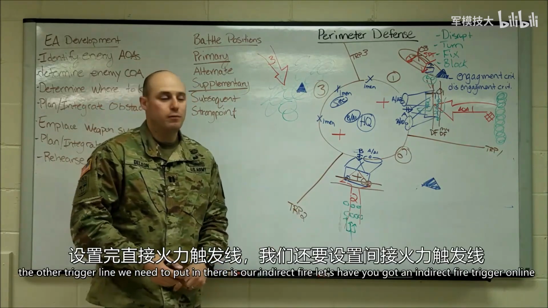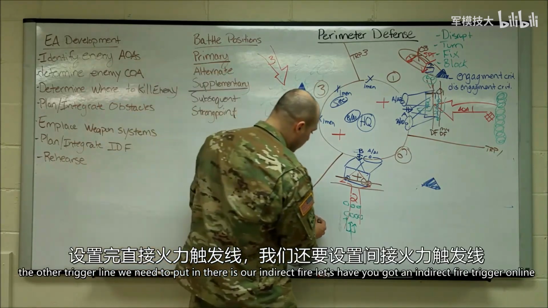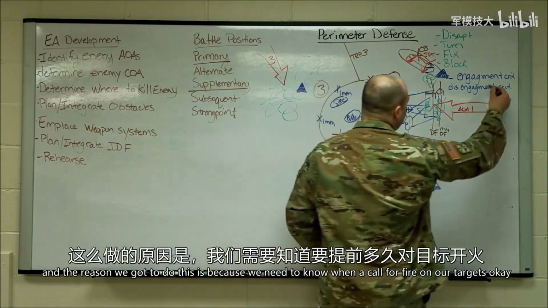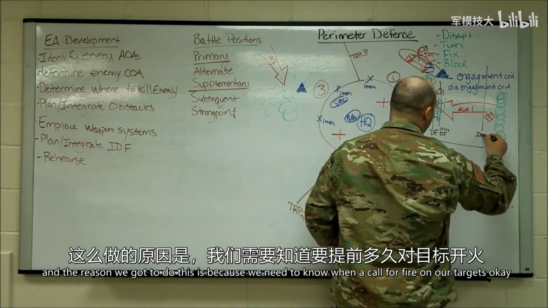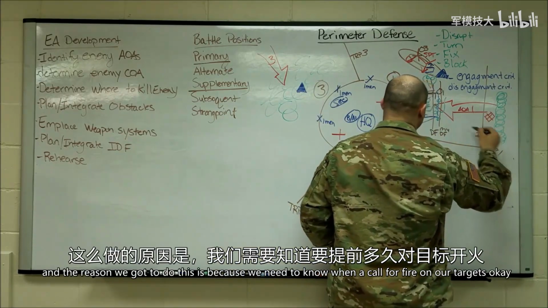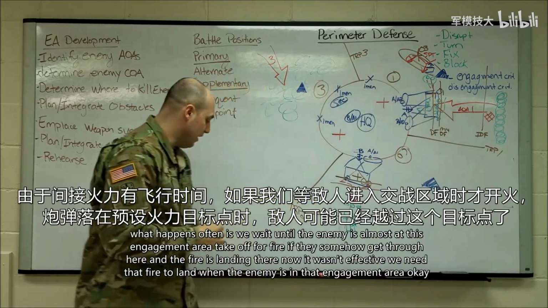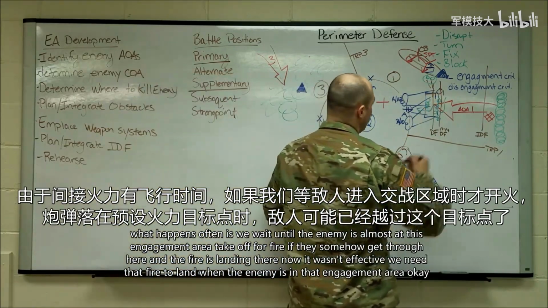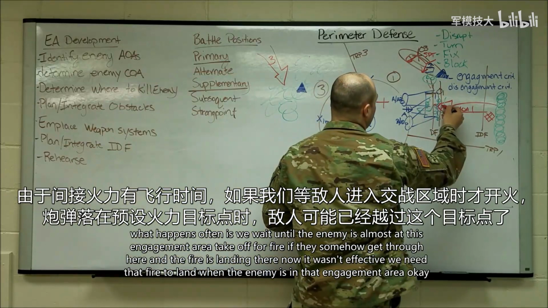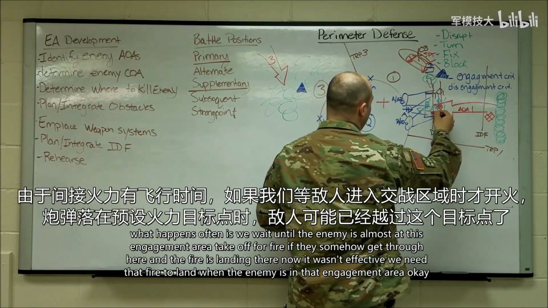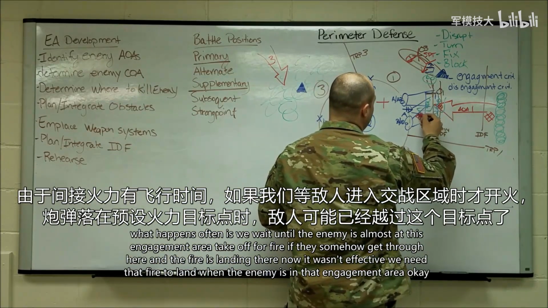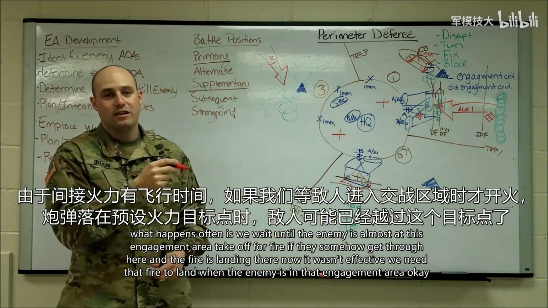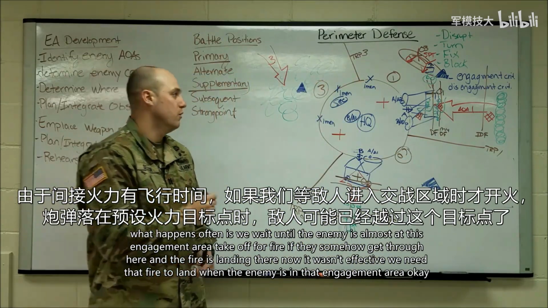The other trigger line we need to put in there is our indirect fire. Let's say we got an indirect fire trigger line. And the reason we got to do this is because we need to know when to call for fire on our targets, okay? What happens often is we wait until the enemy is almost at this engagement area to call for fire. If they somehow get through here and the fire is landing there now, it wasn't effective. We need that fire to land when the enemy is in that engagement area, okay?